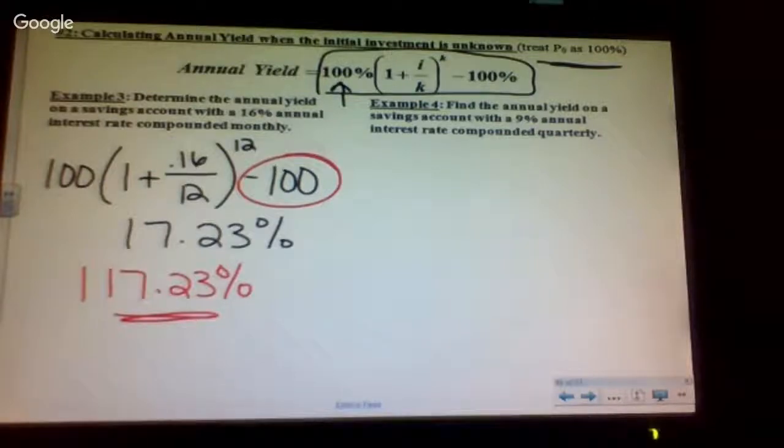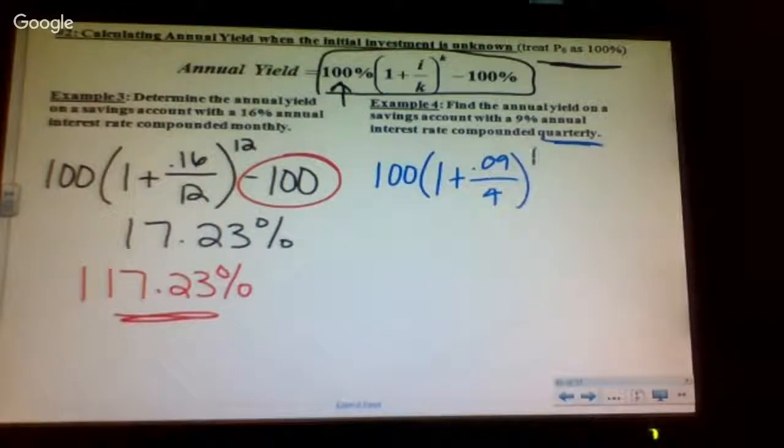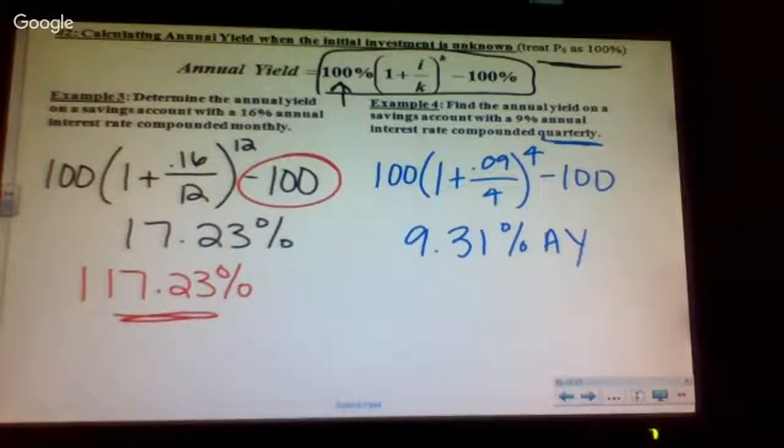So this last one, I'm investing 100% of my money at what percentage? 0.09 divided by 4. I'm compounding quarterly. Raised to the 4th, minus 100. 9.31% annual yield.